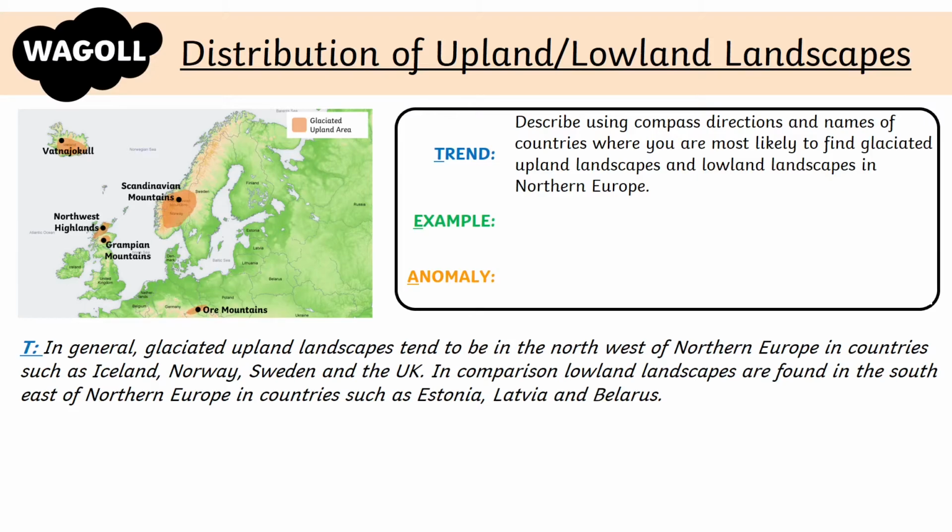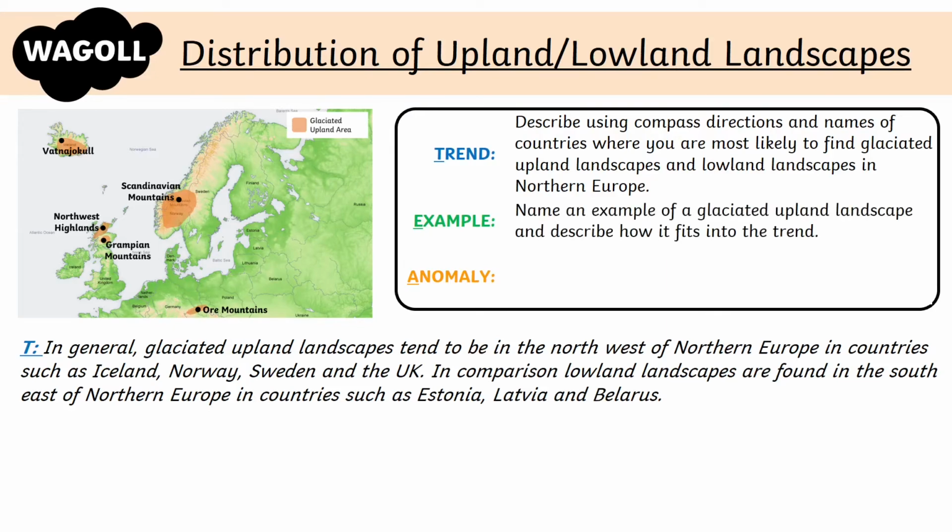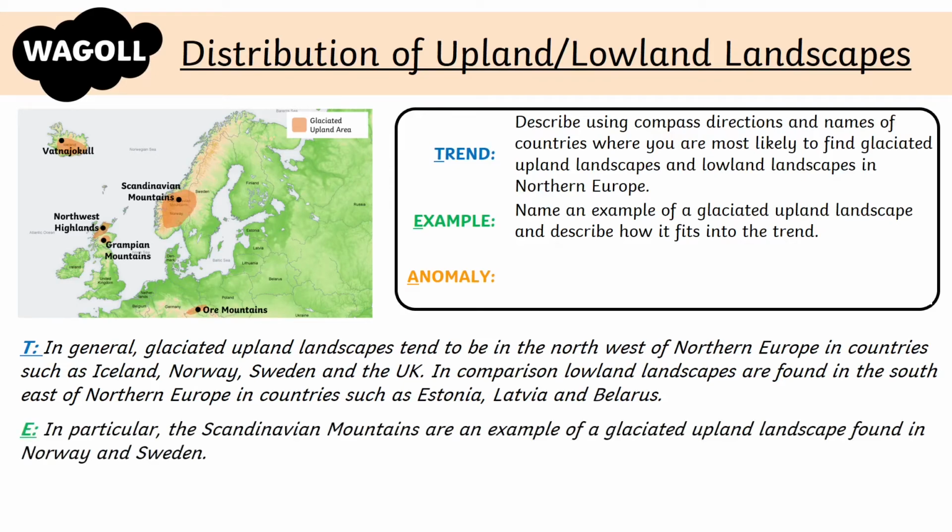With the T method, you are expected to give an example. In this case, you could name an example of a glaciated upland landscape and describe how it fits into the trend. So these are the areas in orange. For instance, in particular, the Scandinavian mountains are an example of glaciated upland landscape, and they are found in Norway and Sweden. We can also look for anomalies.